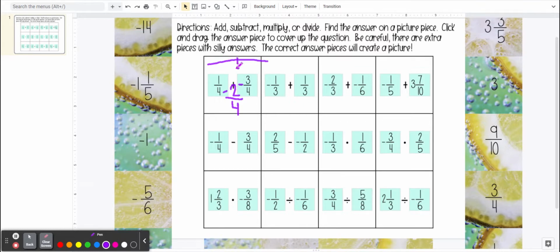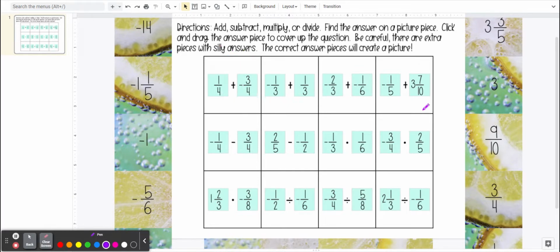We could also use a number line. If here's 0 and here's 1, we could start at 1 and then go backwards 1, 2, 3. We'd also end up at negative 2. However, we then need to simplify this one, and we can divide both of these by 2. Our answer is going to stay negative. 2 divided by 2 is 1. 4 divided by 2 is 2. So this one is negative 1/2.